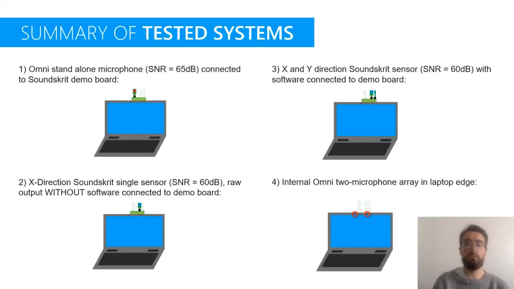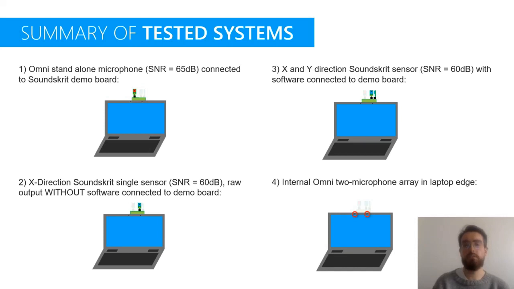We are about to listen to 4 different systems. The first system is an omnidirectional microphone with a SNR of 65 dB as it's connected to the SoundScript demo board. The second system is a single SoundScript sensor along the X direction with a SNR of 60 dB. We will be listening to the raw output without any software. This microphone is also connected to the demo board.